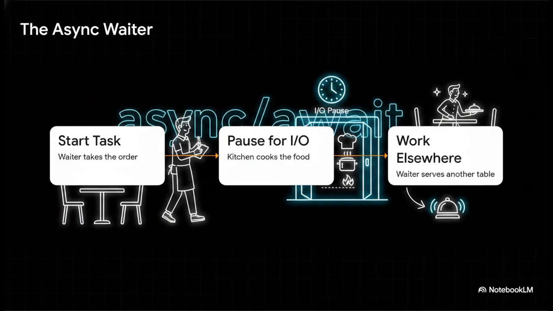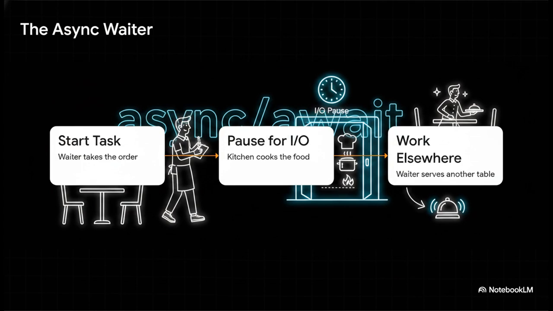C# Corner uses this brilliant scenario that perfectly illustrates the concept. I want you to imagine a waiter in a busy restaurant. That waiter? That's your server's thread. The waiter goes to table 1 and takes their order. That's step 1, starting the task. Then, the waiter hands that order to the kitchen. Now we hit step 2. The kitchen actually has to take time to cook the food. That right there is our I/O pause, just like waiting for a database to return data.